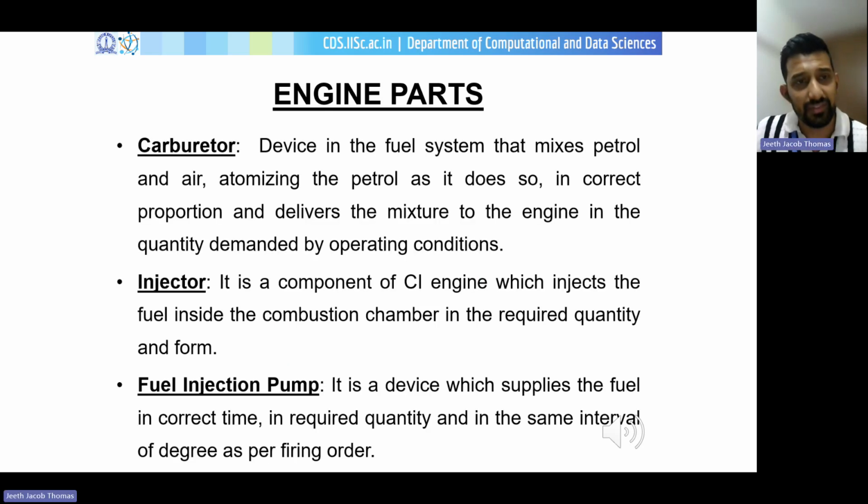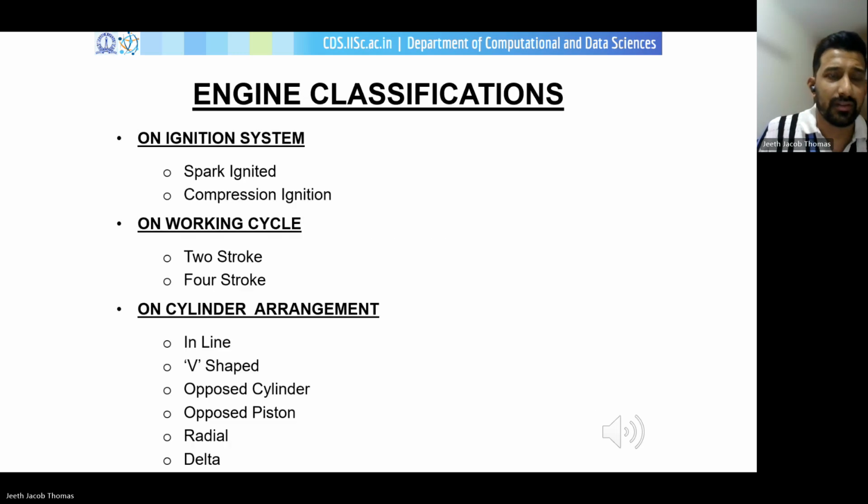More parts. We have injectors, we have fuel injection pumps, and then we have carburetors. Now we move on to how we classify these engines. You could have compression ignition, which is what is done in diesel engines. You could have spark ignition, which is what is used in petrol engines.